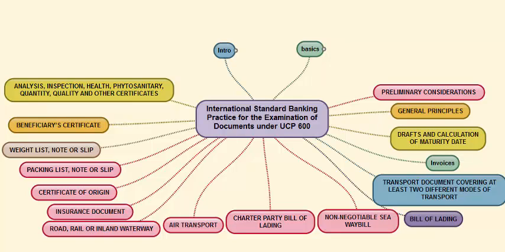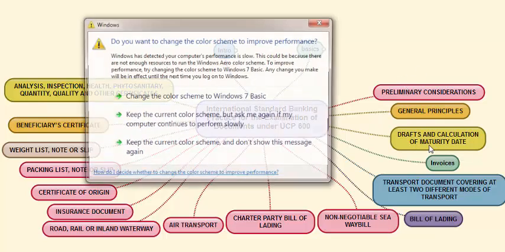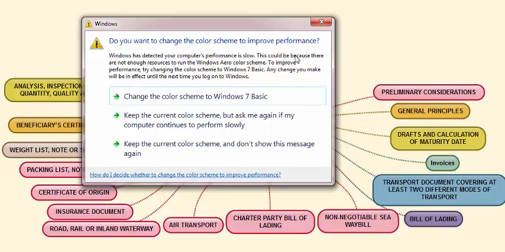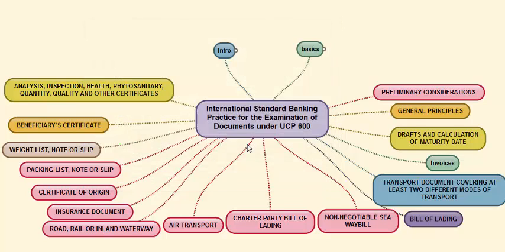What we are going to do in this video is just have a small discussion on this booklet called ISBP. It is ICC publication number 745, and we shall have a look at what it talks about. Other than the introduction and the basics, it talks about some preliminary considerations. It has some 44 paragraphs, and then talks about general principles, the drafts, calculation and maturity date.